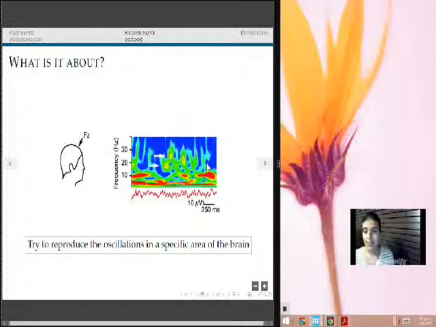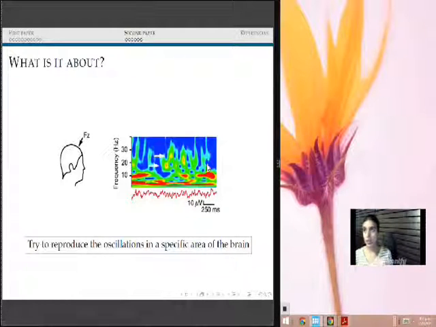What is it about? This is about the simulation of the different frequencies in different areas of the brain. The idea is to try to connect two different networks, the network that was simulated in the last video, by different mechanisms, and try to reproduce the different frequencies and oscillations that are found in the human brain and the rat brain.